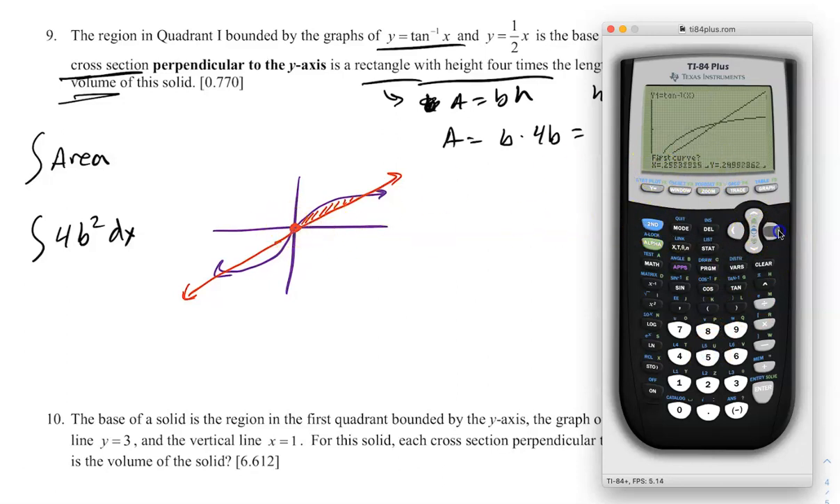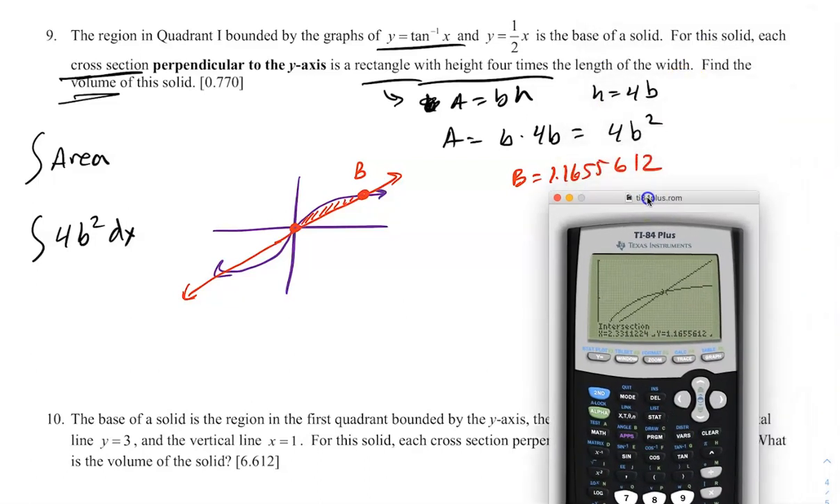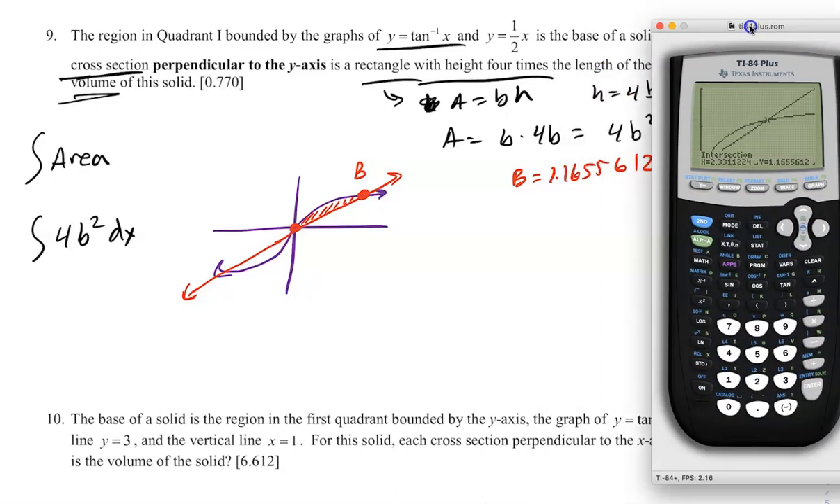I want to find this intersection over there. Remember, we're going perpendicular to the y-axis. We're going this way. So enter a couple times. There's my intersection. And again, I actually want the y value. Let's say this point is, I don't know, b. B is 1.1655612. You might ask me, why didn't I store it? You can only store the x values. You can't really store the y values. So I just copied them down because that should be good enough.